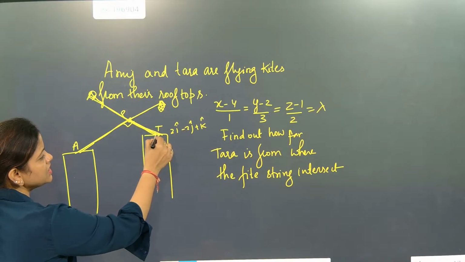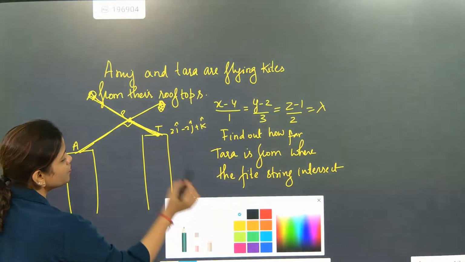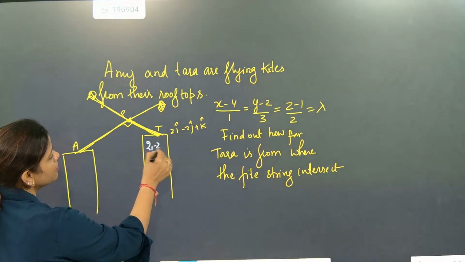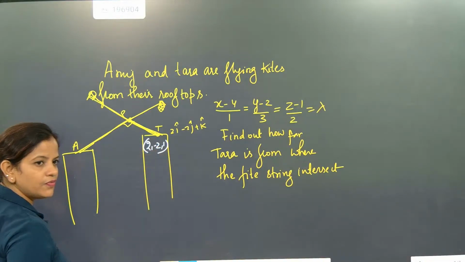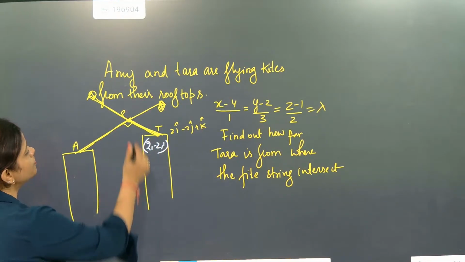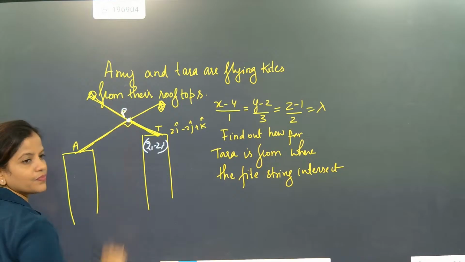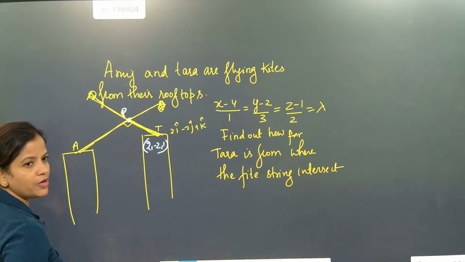So that means this point will become (2, -2, 1). The point T will become (2, -2, 1). The biggest challenge is to get point P. Got it? How will we get point P, beta?